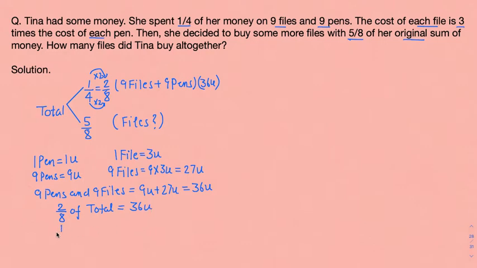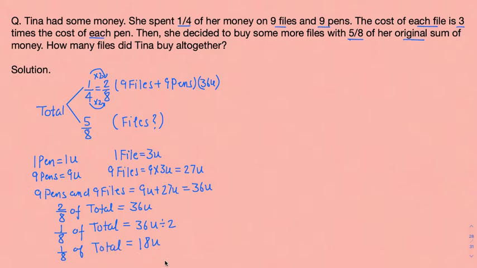So how much will be 1 by 8 of her total money? Obviously it will be 36 units divided by 2. Divide both sides by 2, so you will get 36 divided by 2, which is 18 units. That means 1 by 8 of her total money is 18 units.